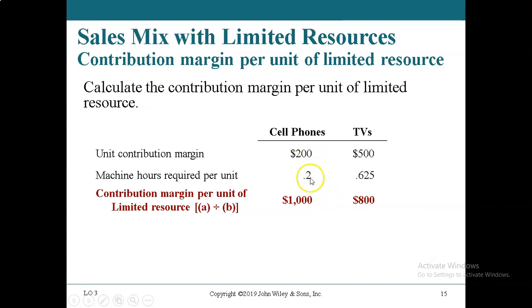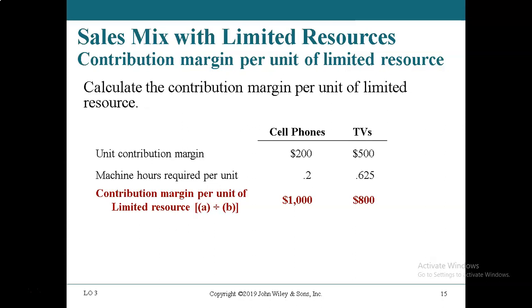So if you take 200 divided by 0.2, you get 1,000. And $500 divided by 0.625 is $800. Now, if your time is limited, which one makes more money per hour? Cell phones. If you think about how much contribution margin you have per limited resource, or contribution margin per hour, cell phones are more profitable.